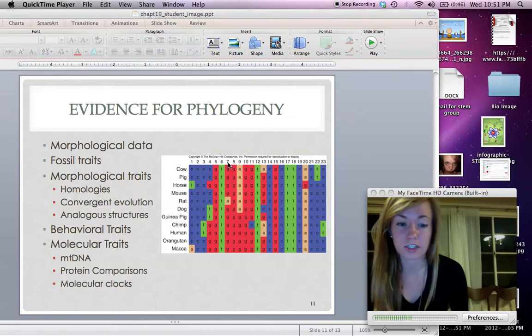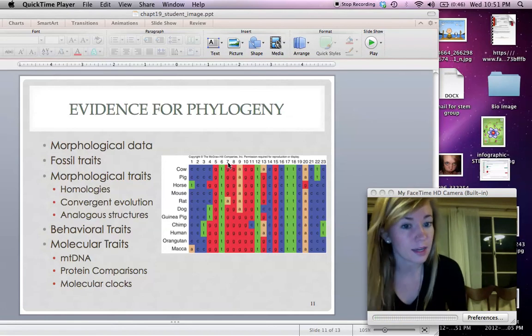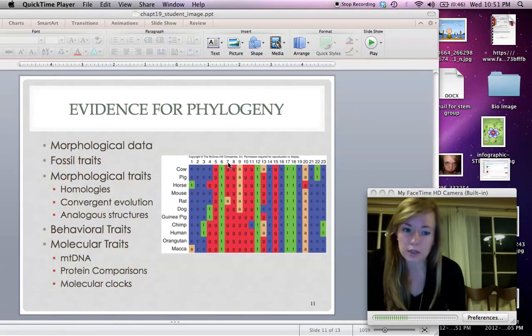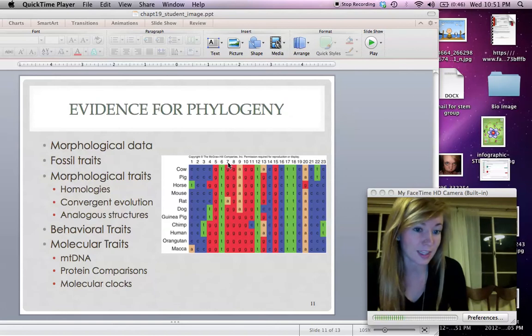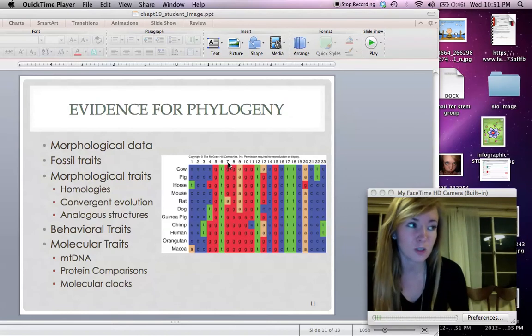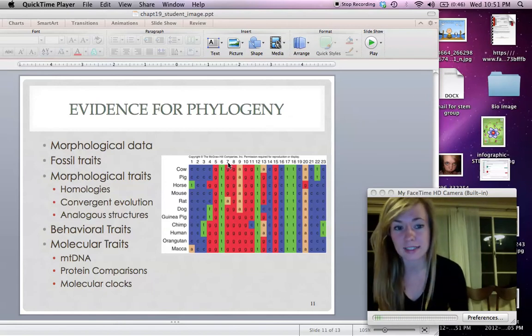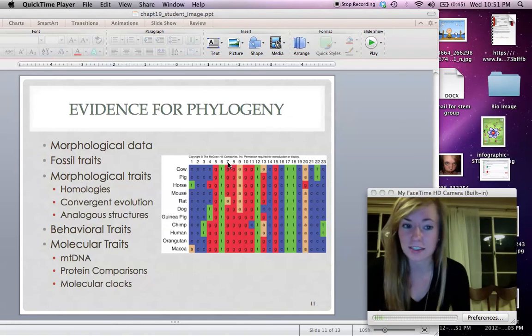And then there's convergent evolution, which can be tricky, because if we're going off of strictly morphological data and you see two things that look exactly the same, you're pretty likely to think that they're more closely related than something that doesn't look the same. But think about it. Two living things that are evolving in the exact same environment and fitting into the same niche are probably going to evolve pretty similar traits. And so that's how that happens. That's how convergent evolution happens. That's how analogous structures happen.